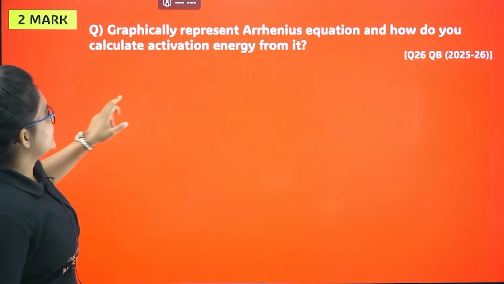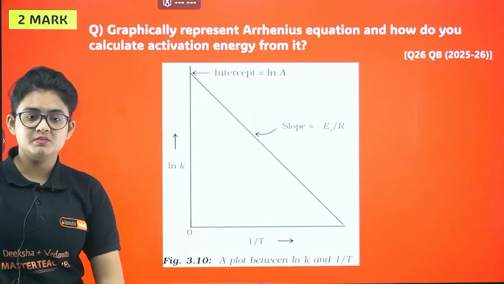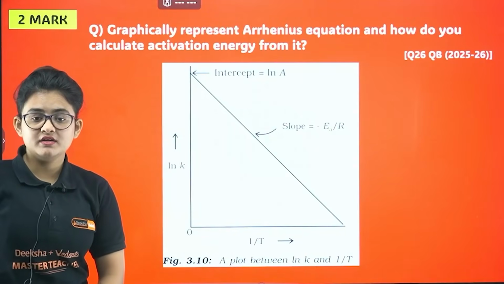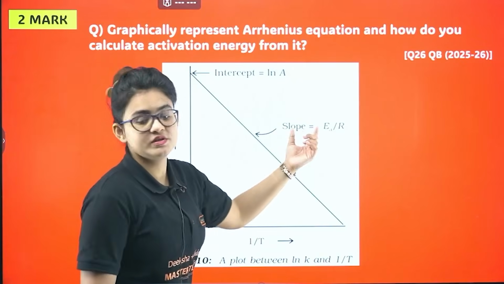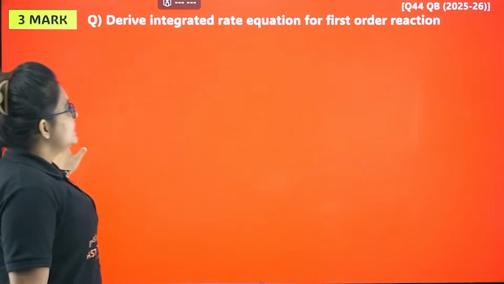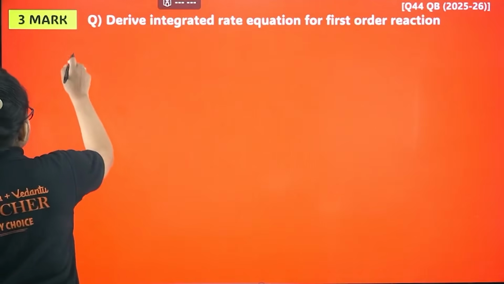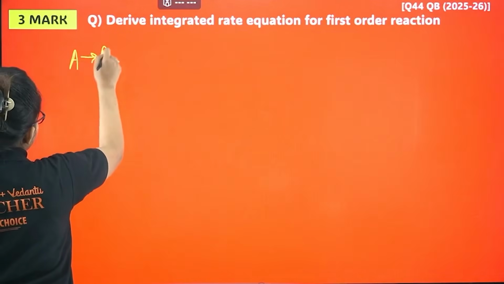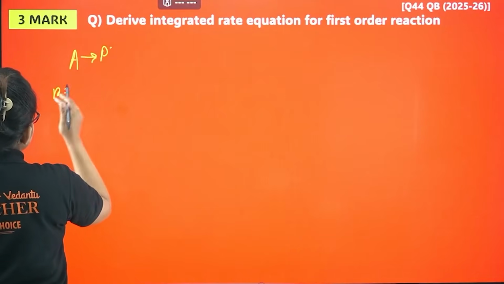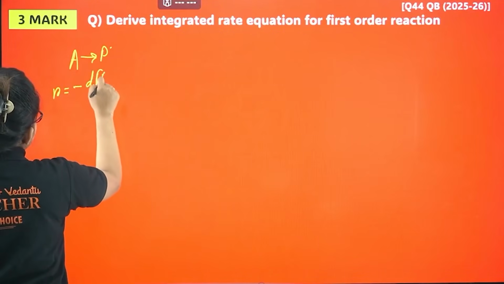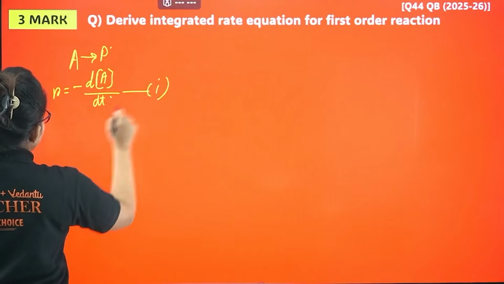Proceed. Graphically represent the Arrhenius equation. Here you can see ln k versus 1 by T we can represent, and slope we can calculate. From the slope we can calculate the energy of activation, because slope value is minus Ea by R. Let's proceed. Derive integrated rate equation for the first order reaction. Let's do it. A gives you the product. So from here r equals to minus dA by dt. This is your equation number 1.